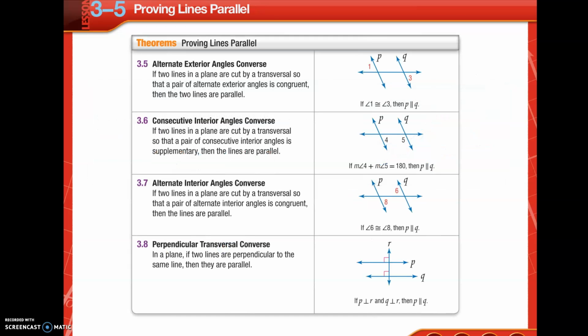So then that brings us to the same thing as the converse of all our others. We said alternate angles are congruent if we have parallel lines. Now we're saying if the alternate exterior angles are congruent, then the lines are parallel. If the consecutive interior angles are supplementary, then the lines are parallel. If the alternate interior angles are congruent, then the lines are parallel. And in a plane, if two lines are perpendicular to the same line, then they have to be parallel. So just kind of flipping all of those theorems.